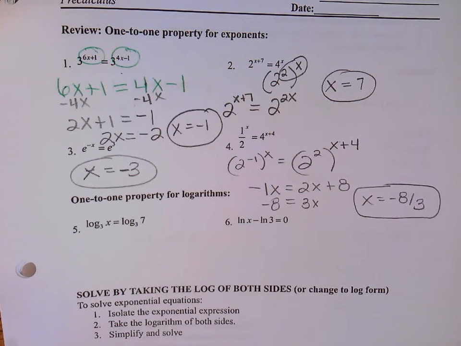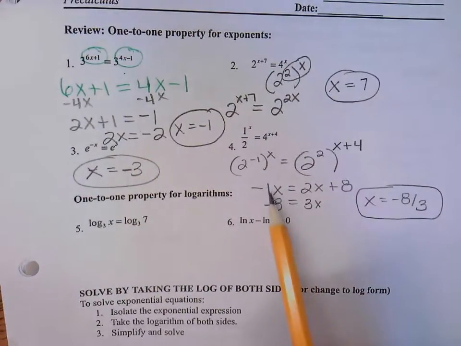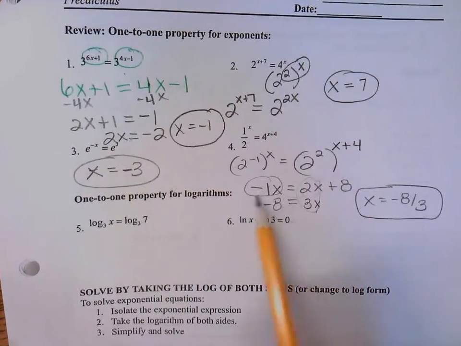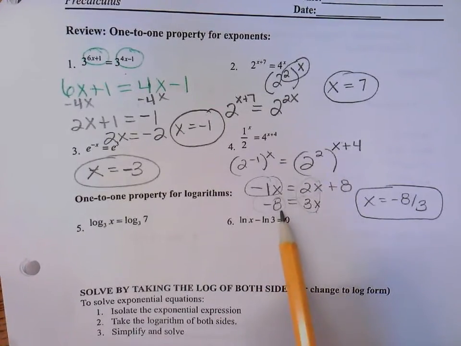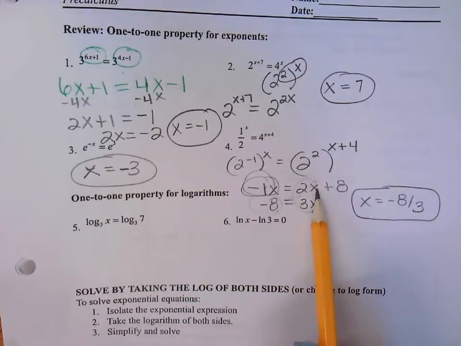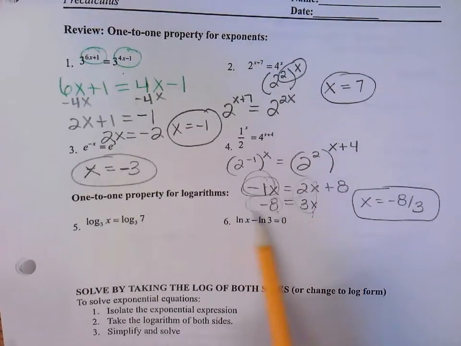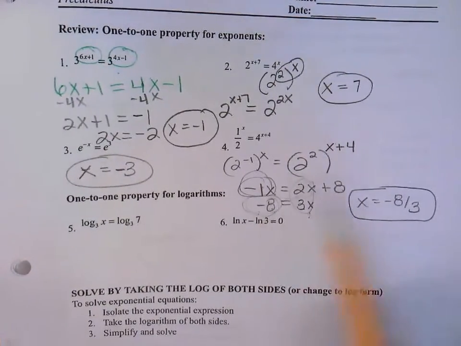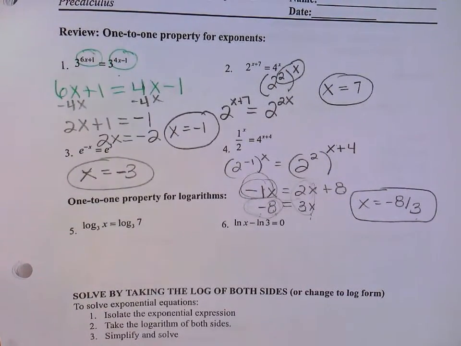I kind of did it as 2 steps. I added this negative 1x to the other side, made this a 3x, and then I subtracted the 8 because this is an x and this is a constant. So I added the x to this, got 3x, and I subtracted the 8 over here and got negative 8 as a constant. So then I divided by 3 in my head and I got negative 8/3. I just didn't have enough room to write out every step separately.